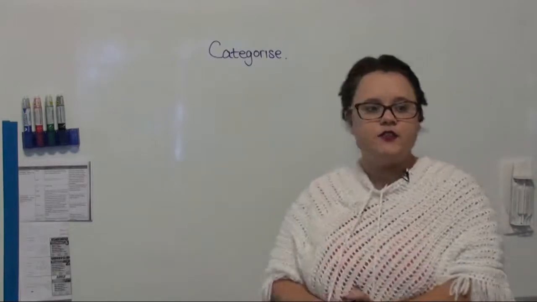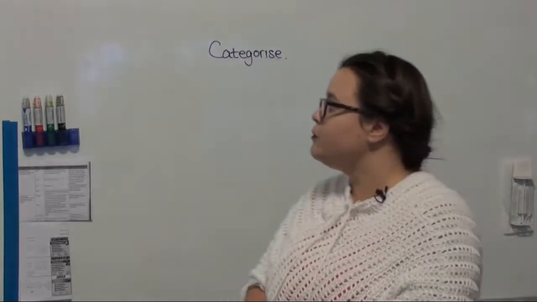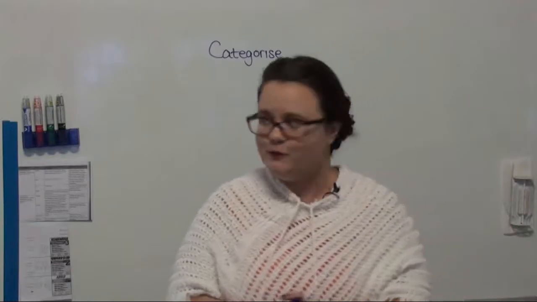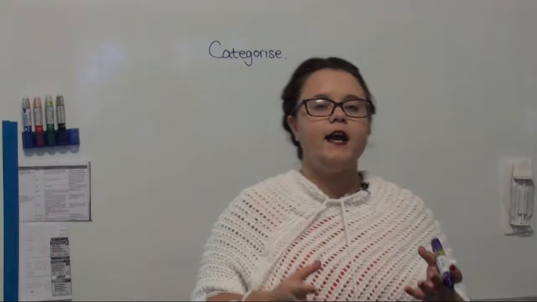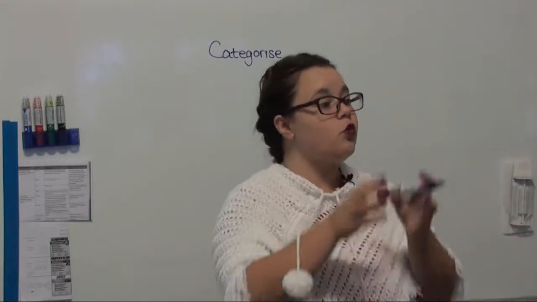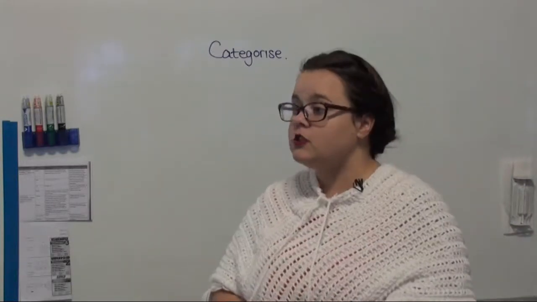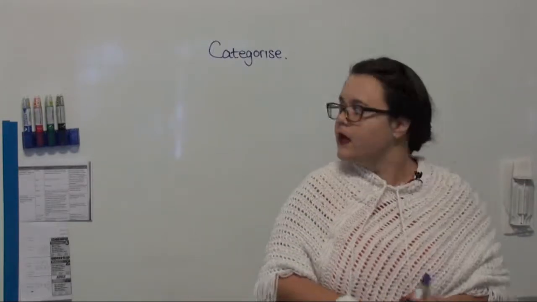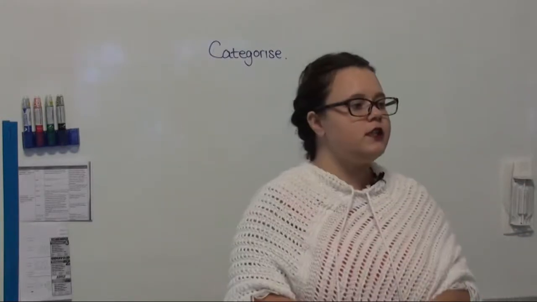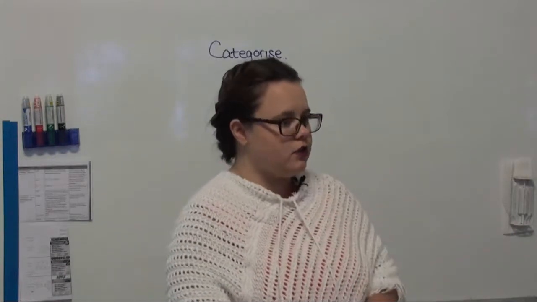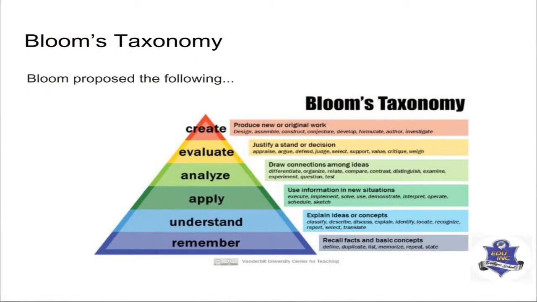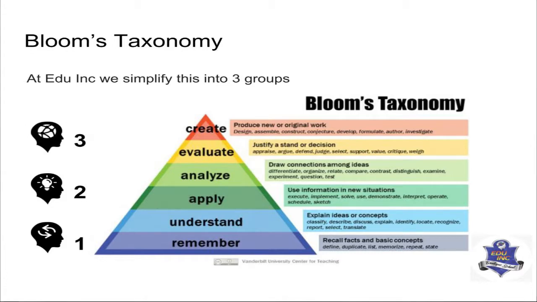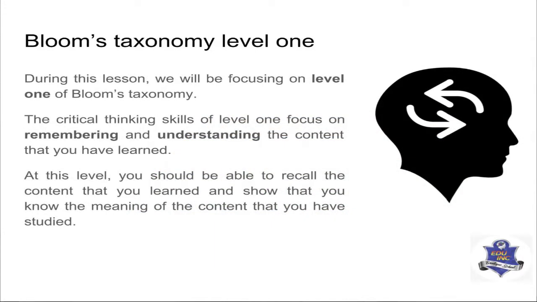So in 1956, Dr. Bloom essentially came up with a theory of how we can categorize the thinking levels or the cognitive levels that students and adults will be using. And he proposed that we essentially use at least 6 different categories. At the school, we take those 6 different categories and we sum them up into 3 different sections. Today we are going to cover section number 1.